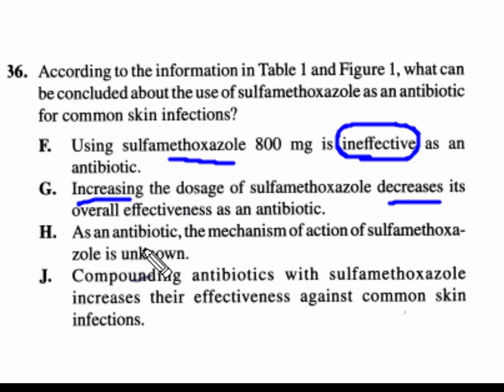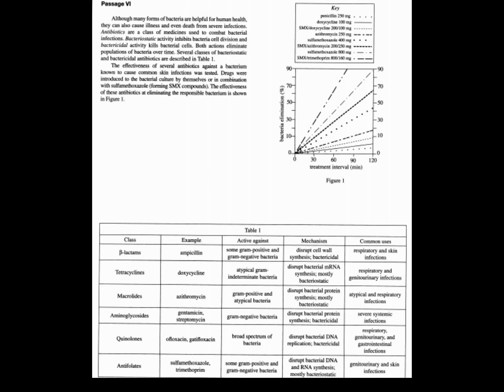And then H says the mechanism of action is unknown. Circle that. And then J says compounds of the antibiotic increases against common skin infections. So we subgenus map the answer choices so we know what we're looking for. Let's take a look at Figure 1 and the key. Once we glance at the answer choices and circle some key nouns and verbs, which we call subgenus mapping, now we simply go into the key and look for the sulfamethoxylenol or whatever it's called.